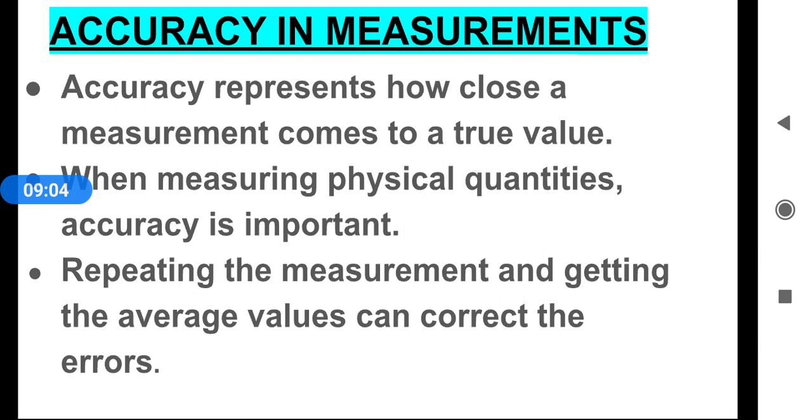Faulty instruments and human error can lead to inaccurate values. In order to get accurate values of measurement, it is always important to check the correctness of the measuring instruments. And also repeating the measurement and getting the average value can correct the errors and give us an accurate value of the measured quantity.